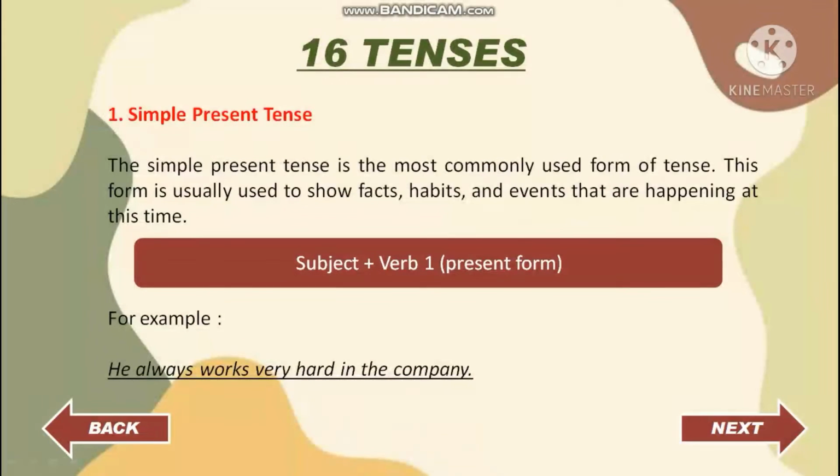Simple present tense is the most commonly used form of tense. This form is usually used to show facts, habits, and events that are happening at this time. Jadi simple present tense ini yang paling umum digunakan dan terjadi pada saat ini. Contohnya itu, he always works very hard in the company.